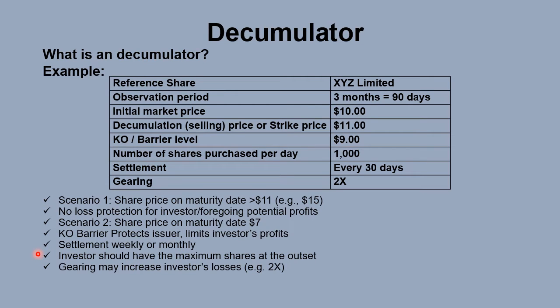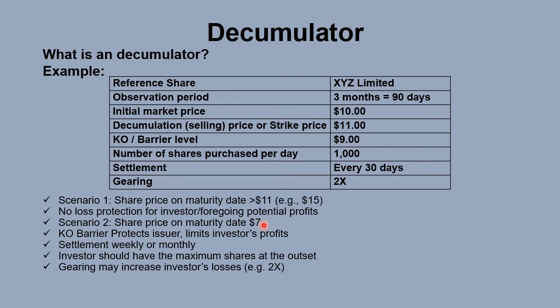And what about the issuer? The issuer also takes the risk of buying shares from the investor at a higher price than the market price. For example, if the share price stays at $10 for all the 90 days, the issuer will end up buying 90,000 shares from the investor at $11 when it could have bought the shares at $10 from the market. What if the share price crashes to 7? In that case, the issuer will lose thousands of dollars.